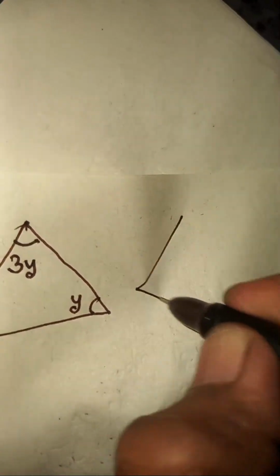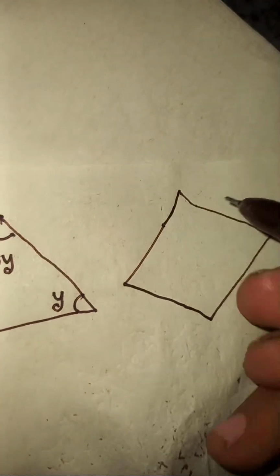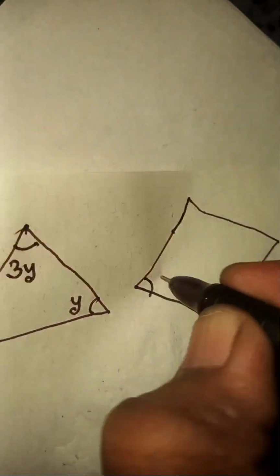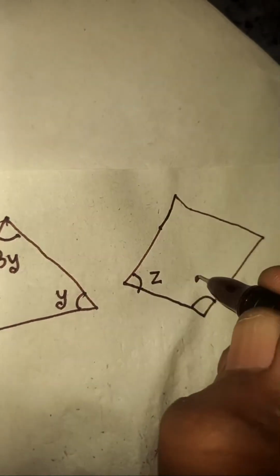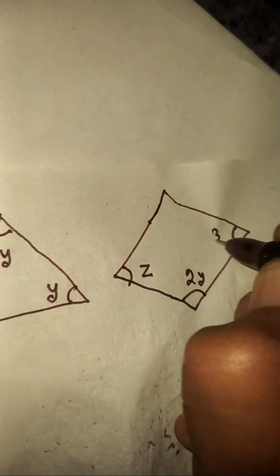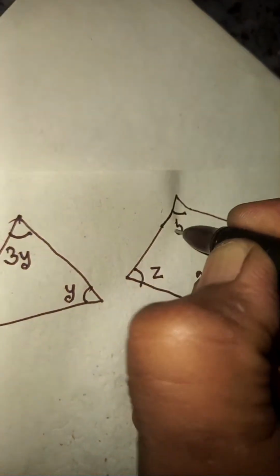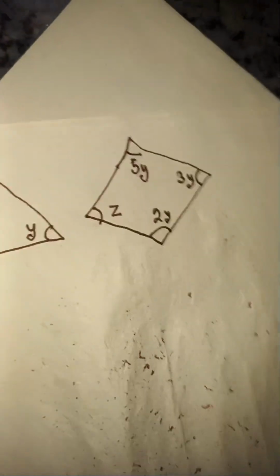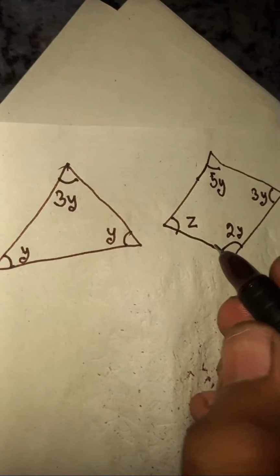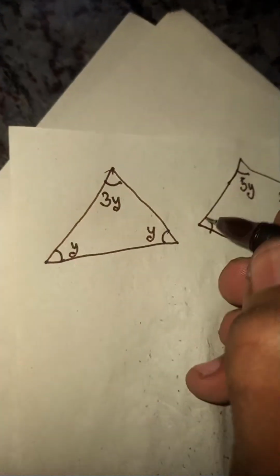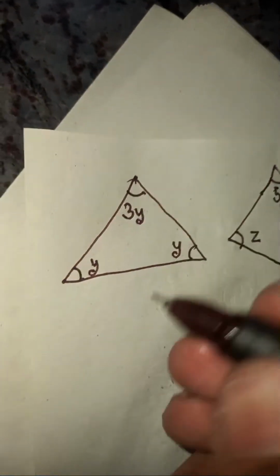And in this quadrilateral they have given one more problem. In this problem this angle is equal to z, this angle is 2y, and this angle is 3y and 5y. It is a big problem, I will do it by steps. They have given that you need to find the value of z there. Here let's find out y.